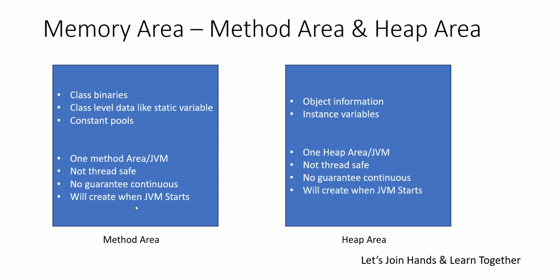Okay, now we understand what the method area and heap area are, I believe. The method area is where we store class level information. In the heap area, we store object level information. Then next to the heap area, what we will have is the stack area.